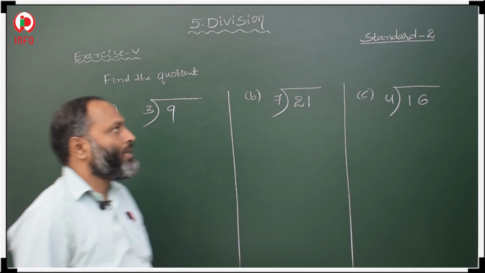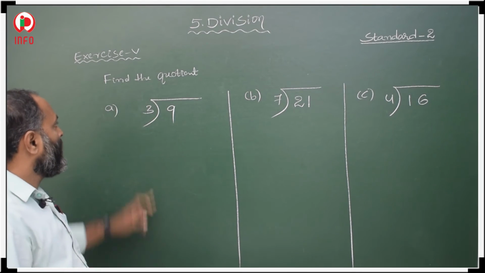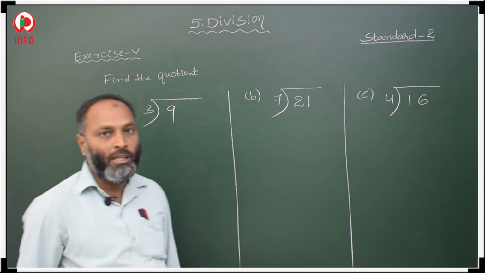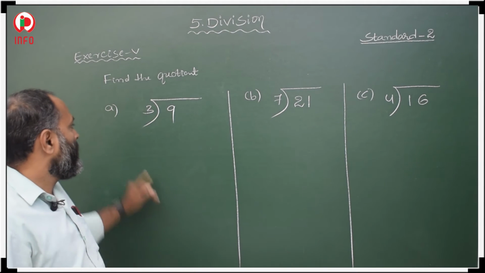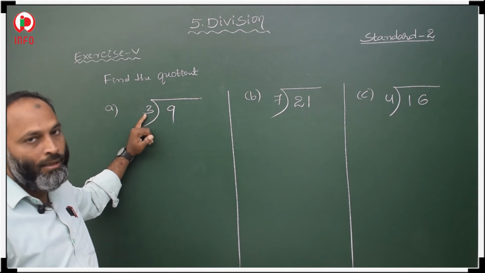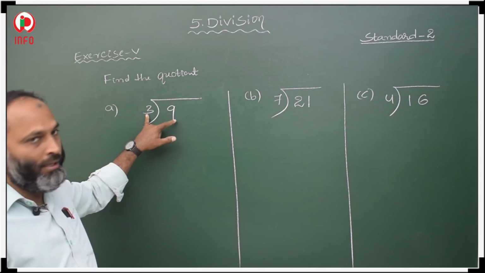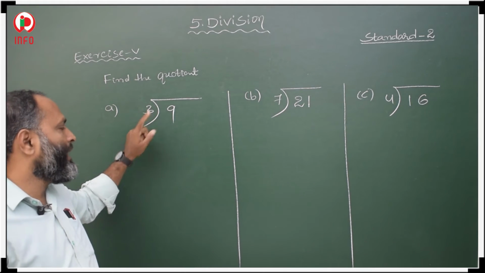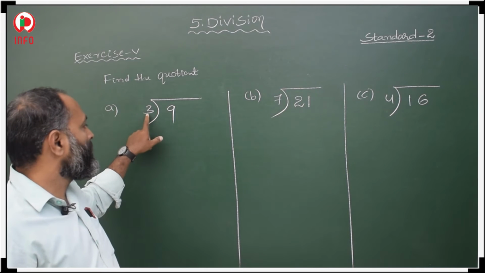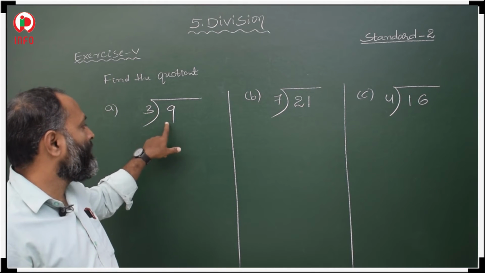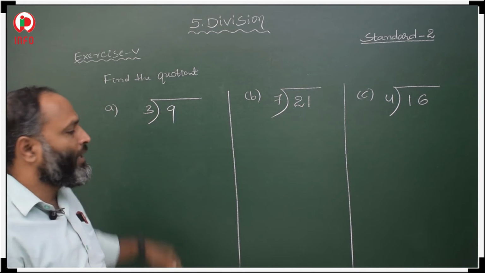Yes, now students, next in exercise 5, find the quotient. We have to find the quotient of the given sums. See here, first question, 3 divides 9 or 9 is divided by 3. How to do this? In the 3 table, we have to check when this 9 will come. So, read here the 3 table.